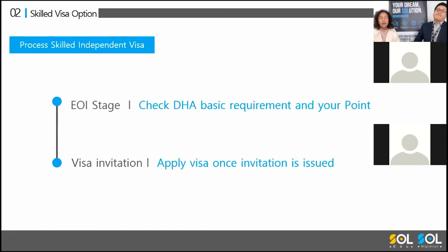That's right. Yeah. Okay. And because of this EOI system, you cannot apply for the skilled visa directly, which means you must get an invitation to apply. Then there is a link to apply for the visa. Then finally you can apply for the visa. Right. Okay. All right. So this is everything about the 189.